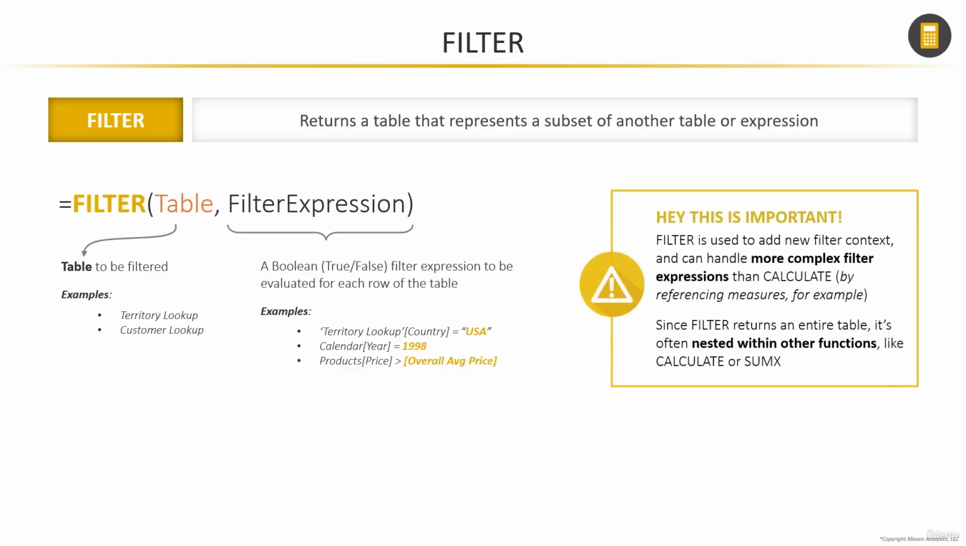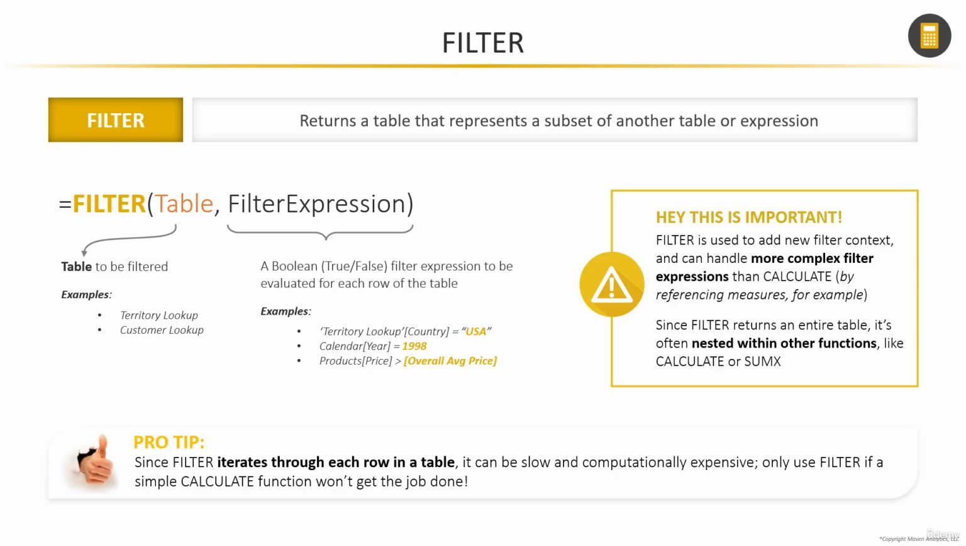So, important point here, filter is used to add new filter context, and it can handle more complex filter expressions than calculate by referencing measures, for example. And since filter spits out an entire table, it's commonly used as an input to other functions like calculate or sumx, just like we saw with the all function. So, little tip here, because filter is an iterator function, it can be slow and it can be processor intensive. Not a big deal at all if you're working with manageable file sizes, but again, as a best practice here, don't use filter if a standard calculate function will get the job done.